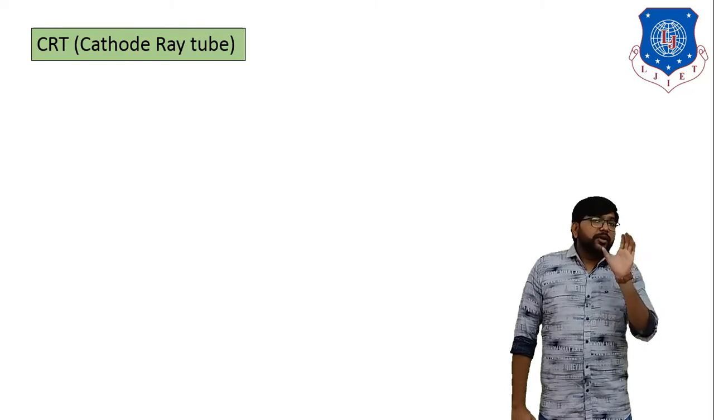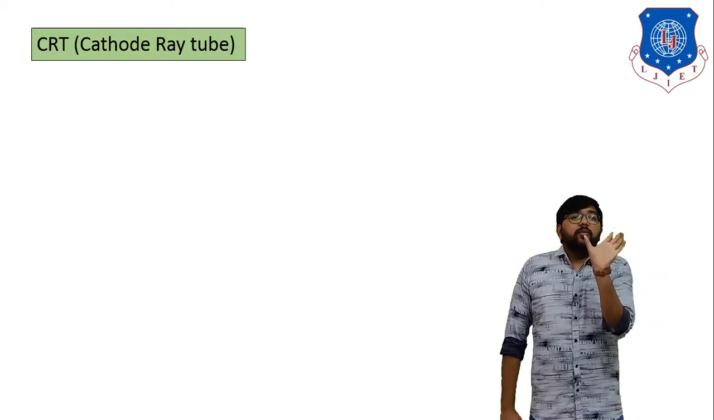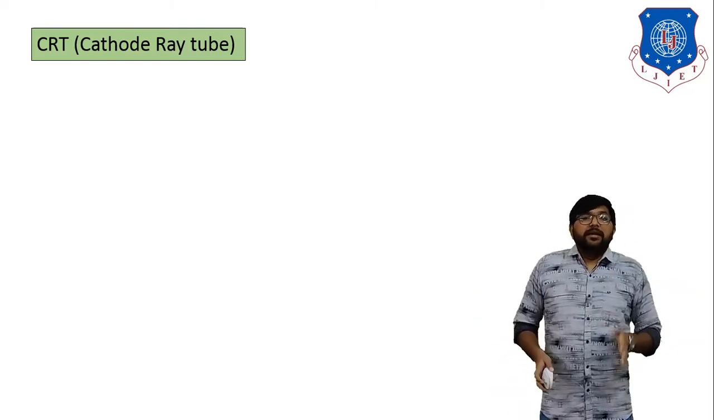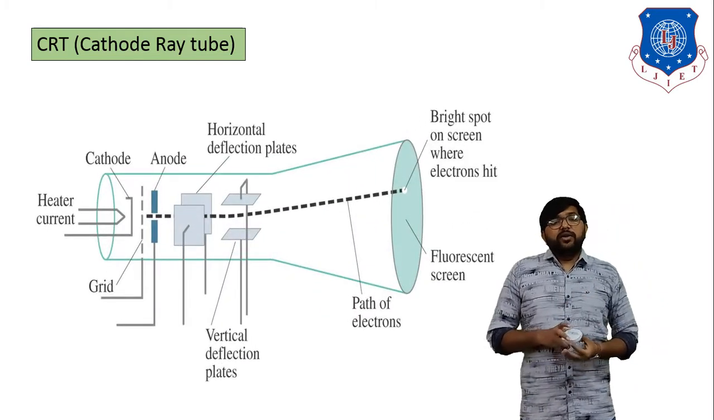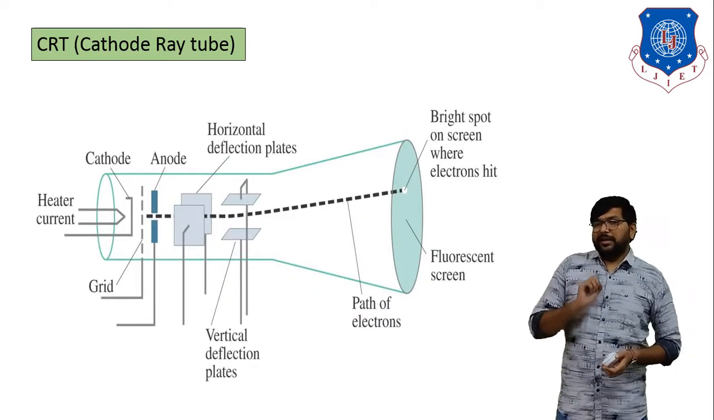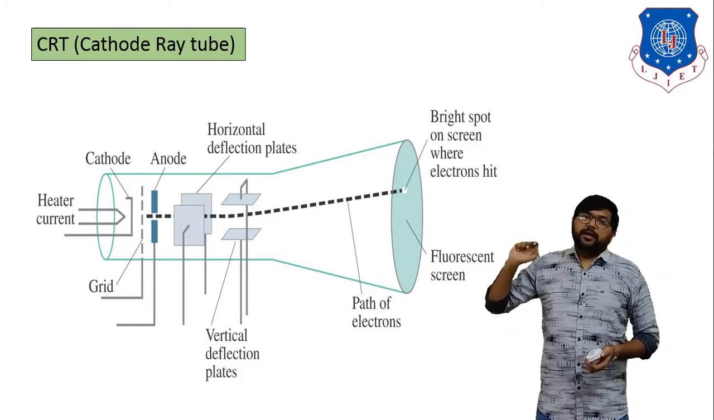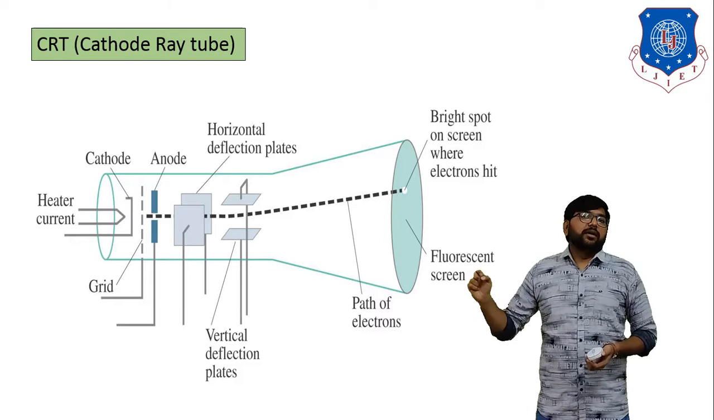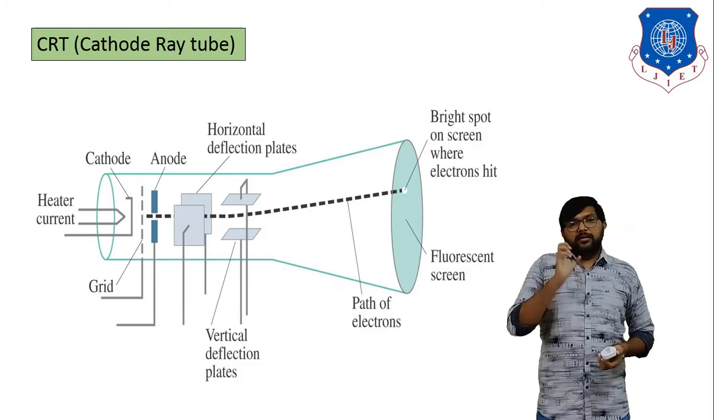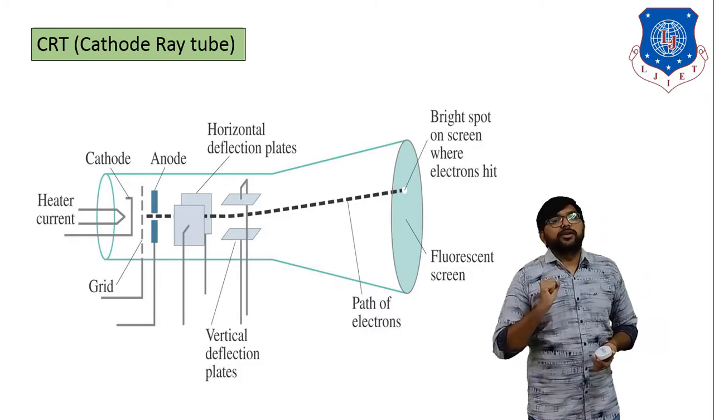A cathode ray tube is one type of old TV, box type TV. Clear? It's called a CRT. So in today's session we have to discuss the working principle of CRT, how a CRT works. In a CRT, different types of components are used.